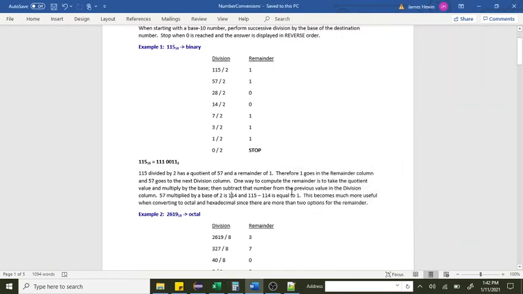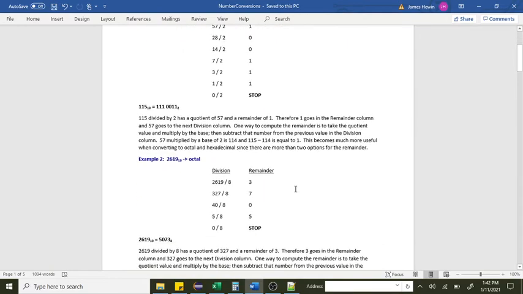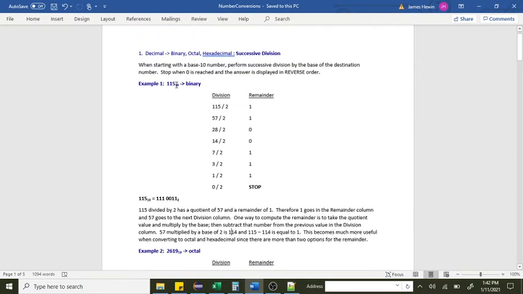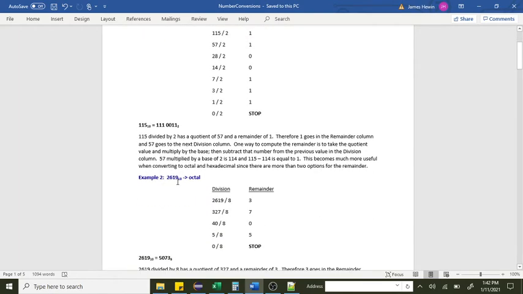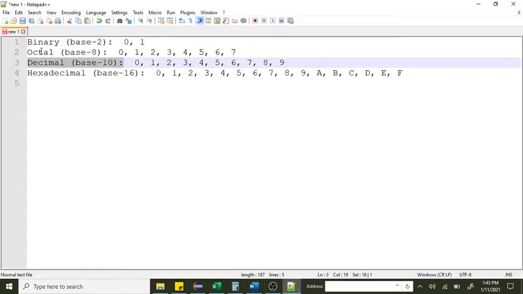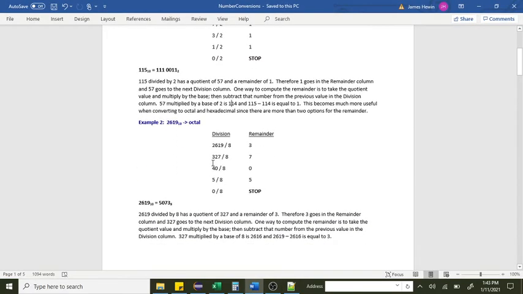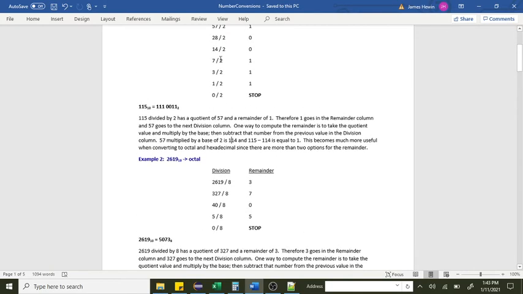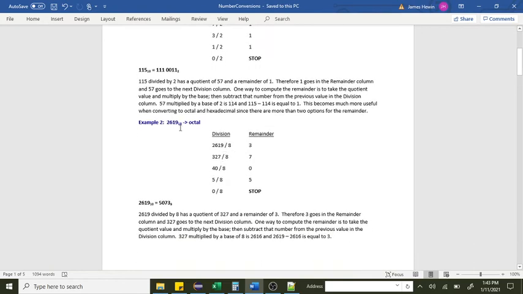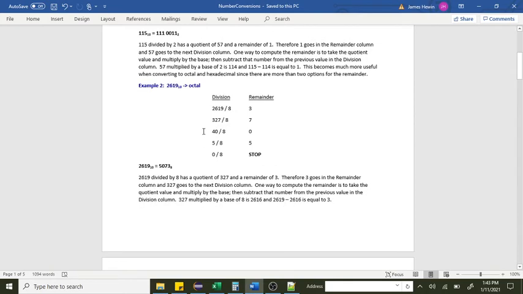All right, so let's move on to example 2. This time I've chosen a different base 10 number. This is 2619, and we will go to octal. Octal is base 8, so we're going from decimal to octal. It's the same algorithm. We take our number, 2619. This time we're not dividing by 2, we're dividing by 8, because we're going to the octal number system.